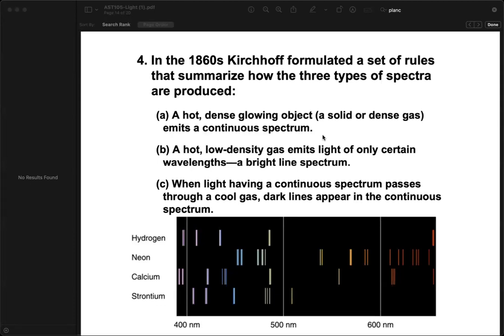So we can identify which elements are present. What is the importance of it? The importance of it is we can take the light coming from a certain star, we can send it through the prism, we can look at the details of the spectrum, and we can identify what chemicals, what substances are present on that star.